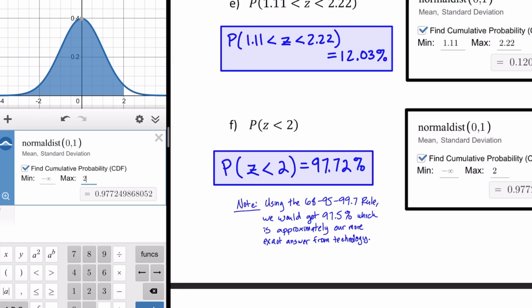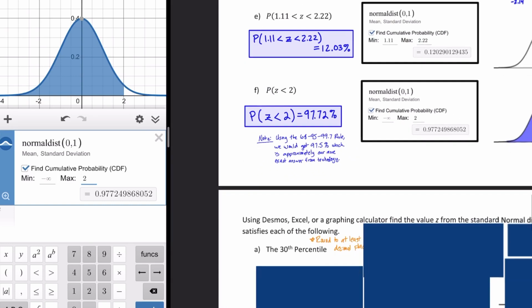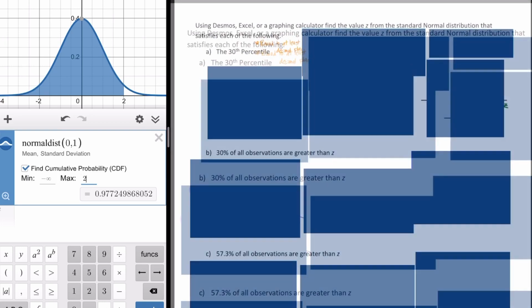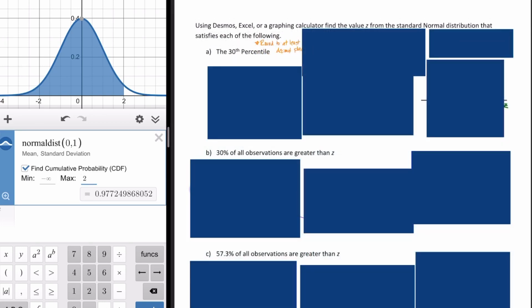So this is how we can use Desmos where you're given x values to then find the percentages. All right, let's move on and work this backwards. Next we're going to use technology to work backwards. So here I'm giving you a percent or a percentile, and you have to tell me the endpoints of these z-scores. So the first question is we're going to find the 30th percentile. So basically, in this normal model, what is the 30th percentile?